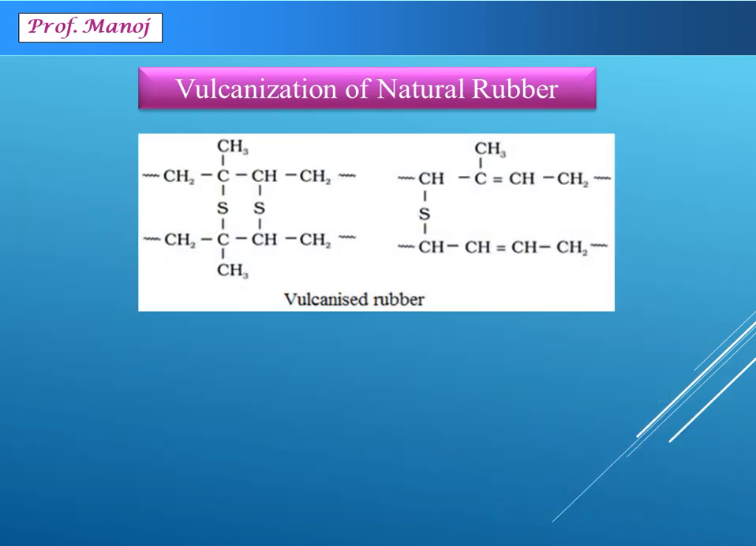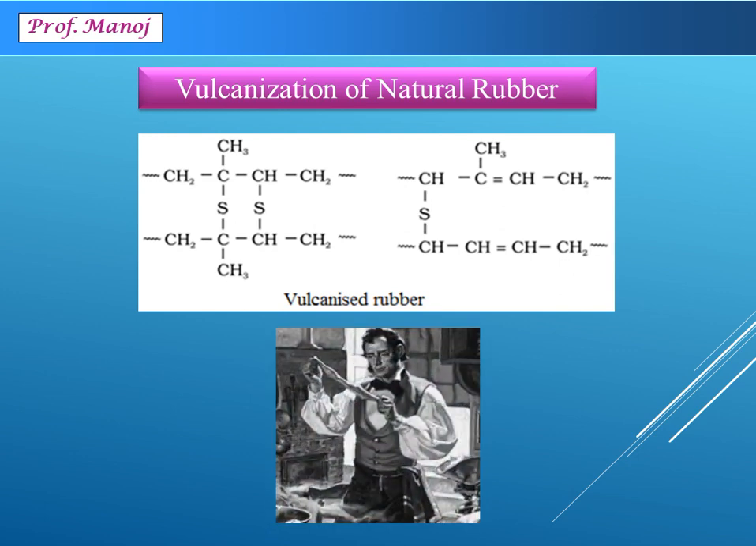You can see now how vulcanized rubber looks like. You see, in the first diagram, the double bond has been displaced and shifted to single bonds of sulfur. In another type of vulcanization, it is not getting added at the second and third carbon, but between the first carbon atoms. Charles Goodyear discovered the vulcanization process of rubber.